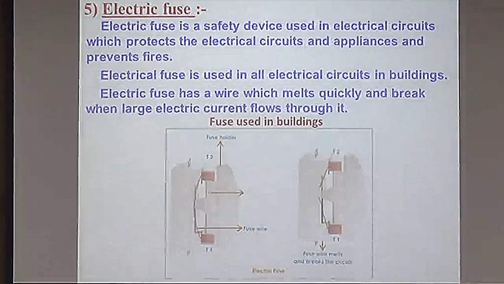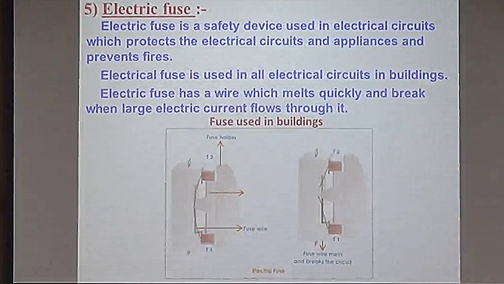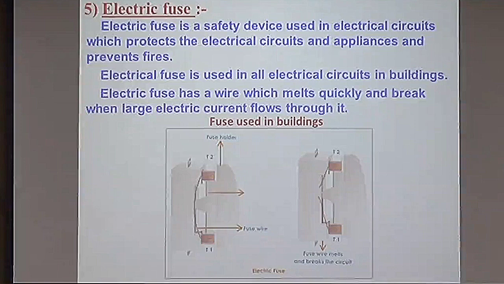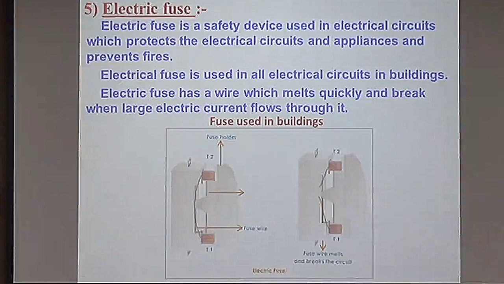Moving on, electric fuse. Now what is an electric fuse? An electric fuse is a safety device. Suppose there is a castle, and there is a bridge. The bridge can support only 5 soldiers. When 6 soldiers step on the bridge, the bridge breaks and it saves the castle. This is how an electric fuse is used.